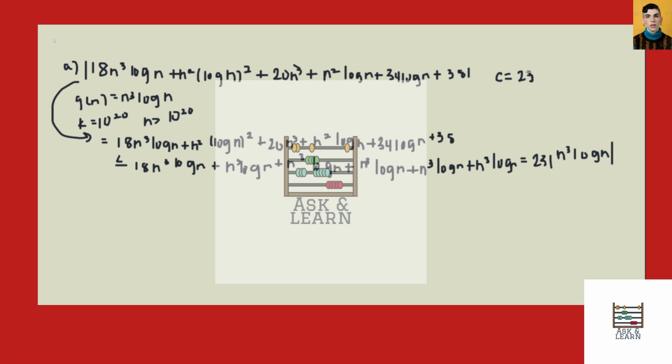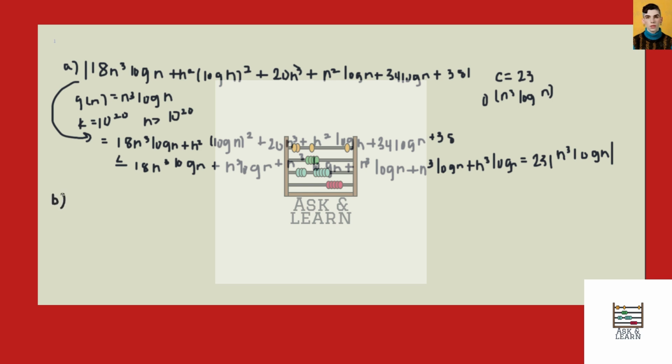And by the definition of the big O notation, f of n is equal to n cubed plus n squared log of n times log of n plus 1 plus 17 log n plus 19 times n cubed plus 2 is O of n cubed log of n, with k equals 10 to the 20 and c equals 23.